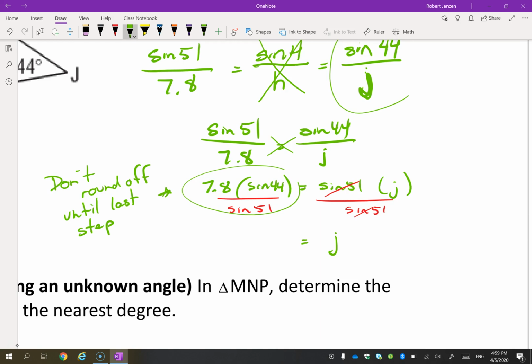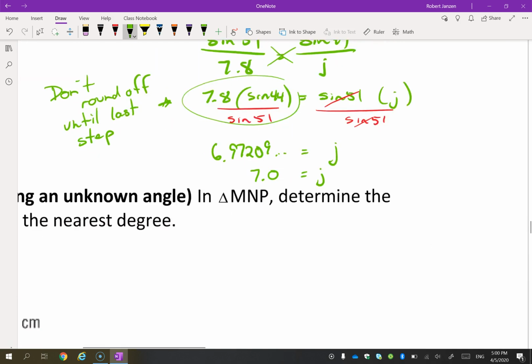So I don't want you typing in sine of 44 and then writing something like 0.8. I don't want you to write that. I want you to keep it in the calculator because it's going to have all these other decimals. I want the whole thing in the calculator. Okay? If I put that in my calculator, I get 6.97209, etc. And usually, when we're finding side lengths, we'll go to 1 decimal. So I'm going to write this as 7.0. Okay?